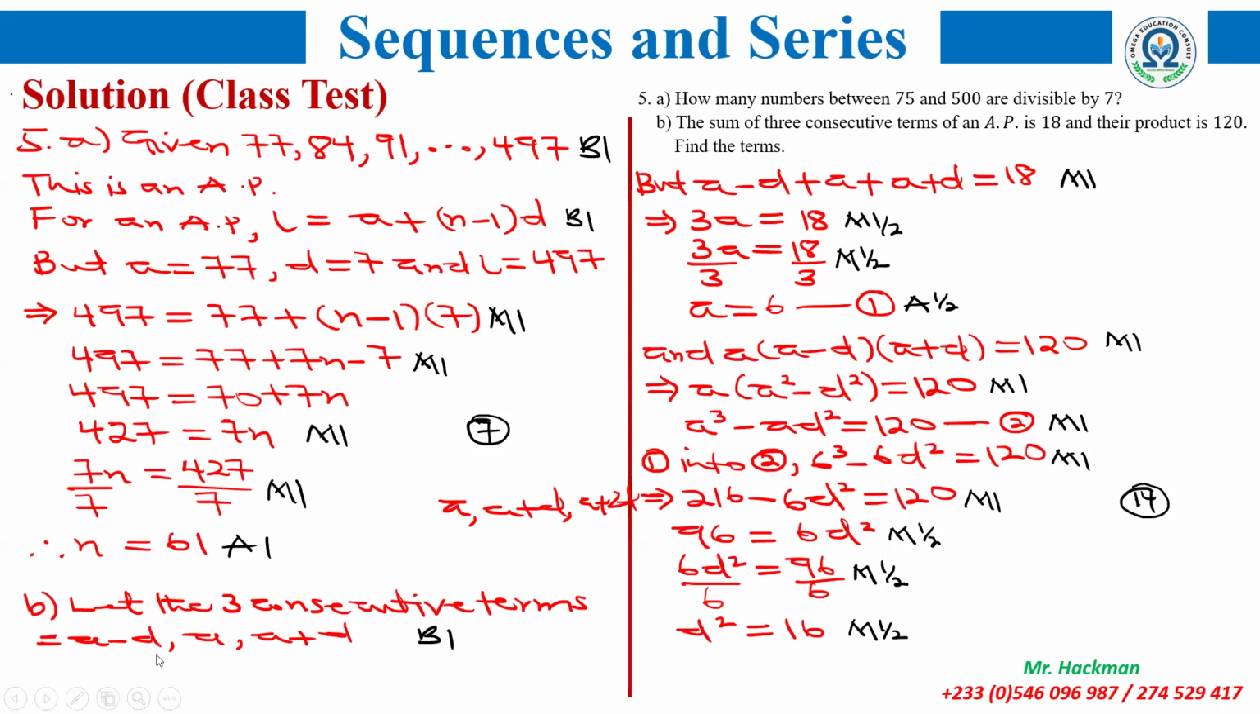You take the first consecutive term as A minus D, and your second one as A. Then your next one would be A plus D. So you can see, once I know that's my first of the consecutive terms, I will be adding D to generate the other terms. Is my point well made? Yes, sir.